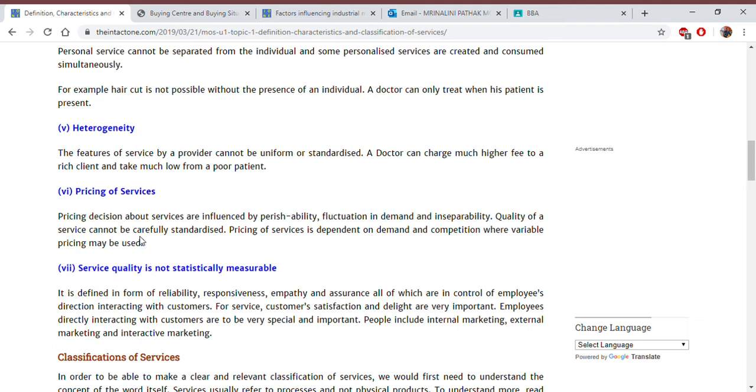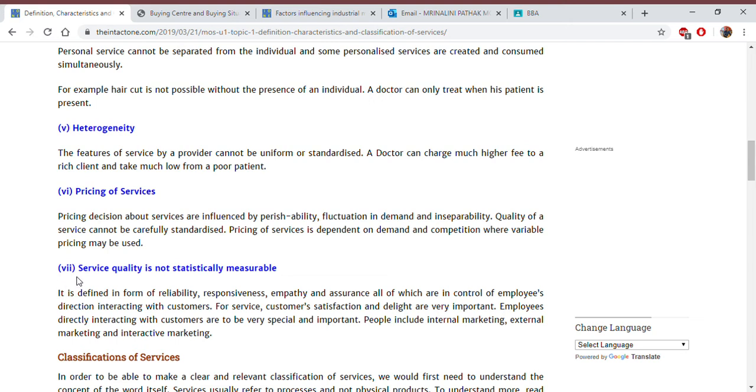Quality of a service cannot be carefully standardized. Pricing of services is dependent on demand and competition, where variable pricing may be used. And we can also look at our competitors, so that we can fix our prices accordingly.